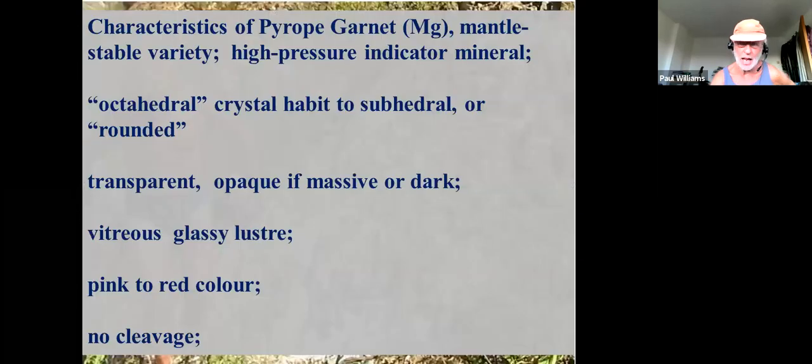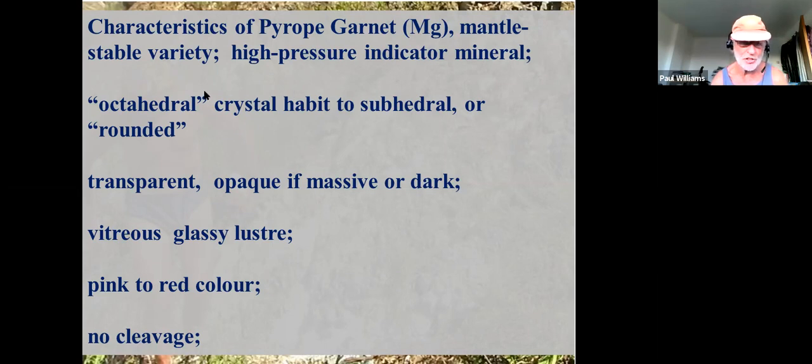And this garnet, as the text there says, this is what we call the pyrope garnet, and it's the magnesium garnet. And you'll remember that I talked about magnesium and what magnesium can tell us in an earlier one of these talks. Magnesium is related to depth within the mantle, and many magnesium-rich minerals have an origin deep within the mantle, and the pyrope garnet is no exception to that. So it's the mantle stable variety, and it's a high pressure index mineral, indicator mineral.